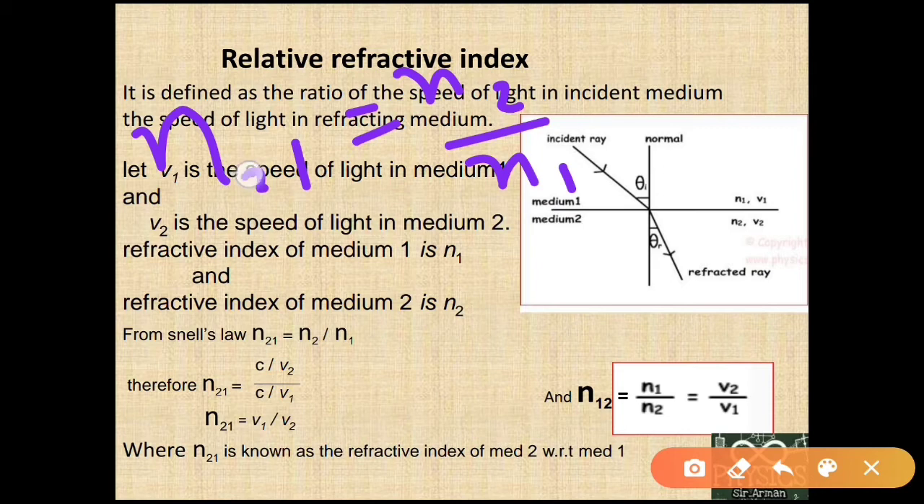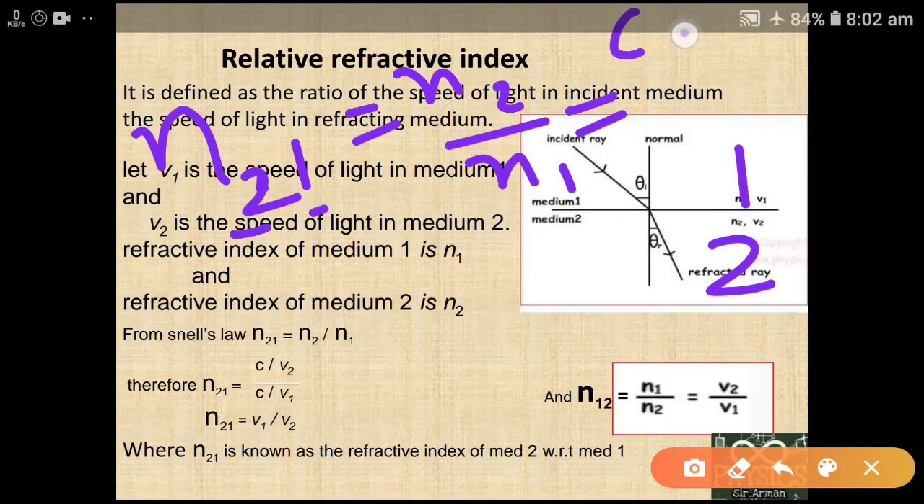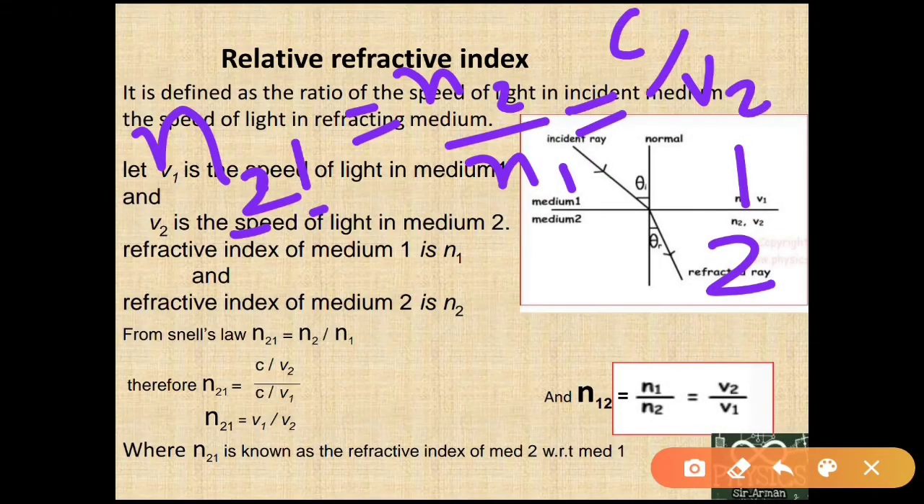But something here is written, see here, eta 2 1 written means it is a relative refractive index, that is the refractive index of medium 2 with respect to medium 1, right? So here eta 2 1 is equal to eta 2 by eta 1. And what is eta 2? Eta 2 is the absolute refractive index of medium 2. And how will we find this? C by V2, right? And what is the absolute refractive index of medium 1?